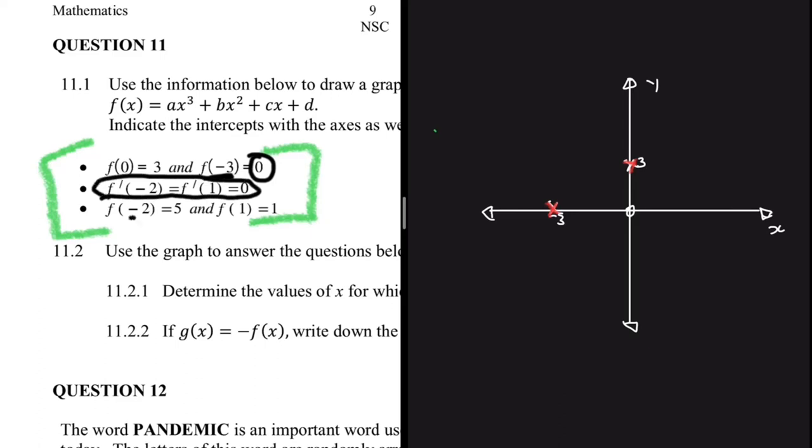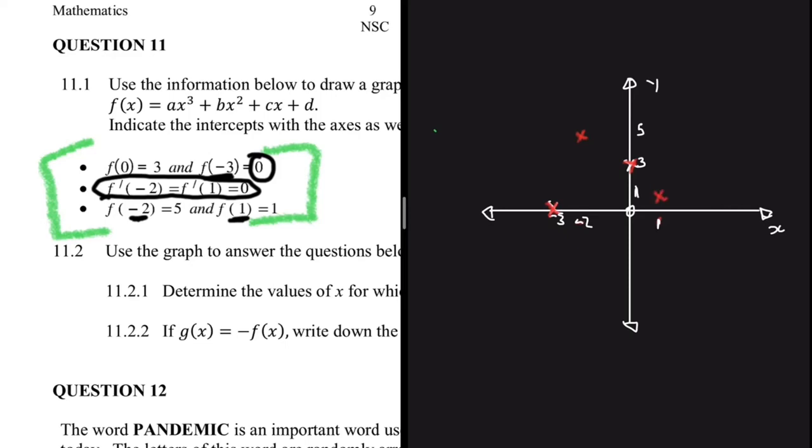When x is minus 2, y is 5. So here when we have minus 2, y is 5. So we have a point somewhere here, right? And then when x is 1, y is 1. So here let's have 1 for x and 1 for y. So we need another point here.